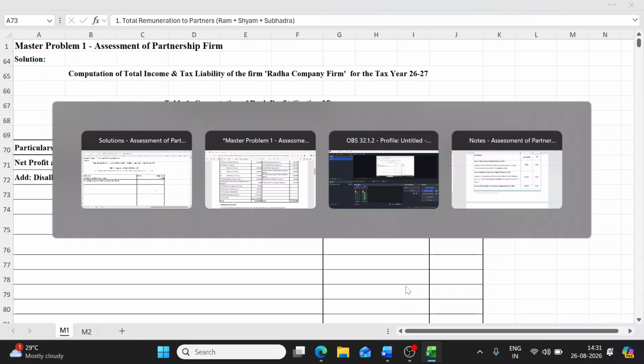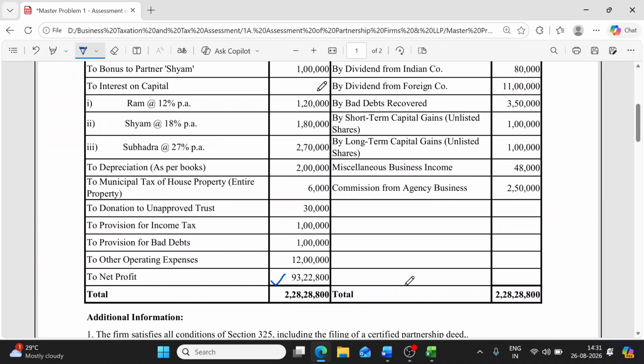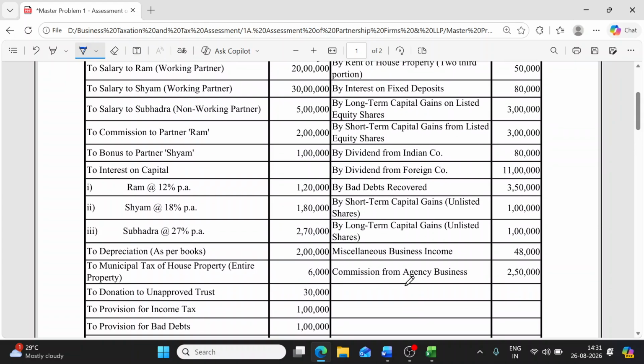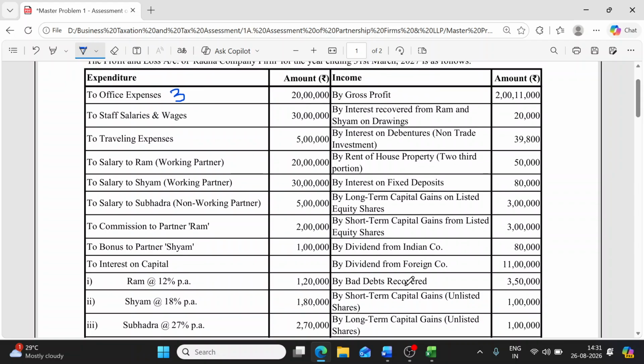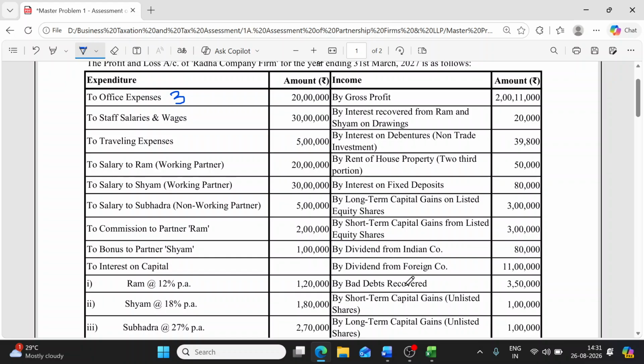Okay, so now we will check the debit side of the profit and loss account. A few things are very clear for calculating the book profit. First, add back all partners' remuneration. Remuneration means salary, bonus, and commission. If salary, commission, or bonus is paid to partners, add all of these together back in the net profit.